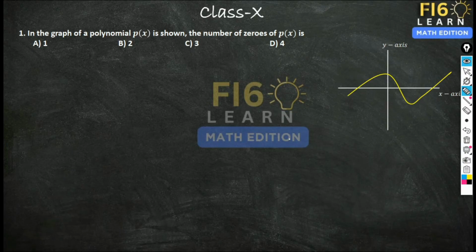Okay, a graph is given. Based on this graph we have to find the number of zeros that the polynomial has. So first we have to identify the function variable. In this case, the polynomial is in terms of x, so the function variable is x. So we have to check the number of times the line crosses the x-axis. That will be equal to the number of zeros.